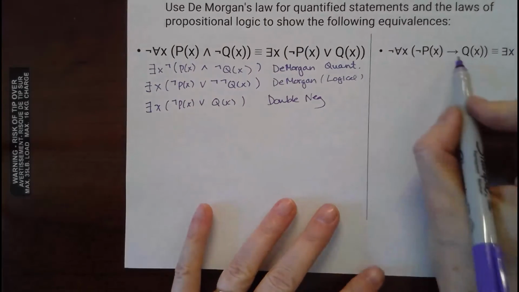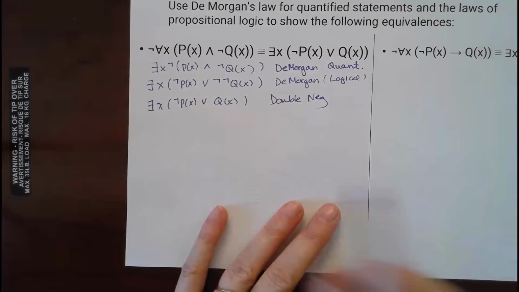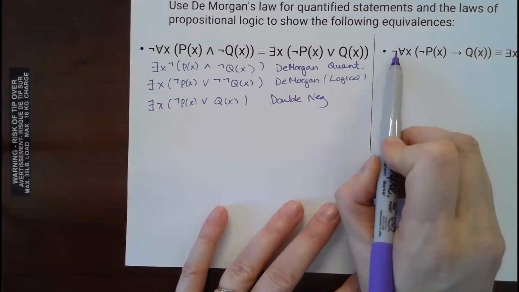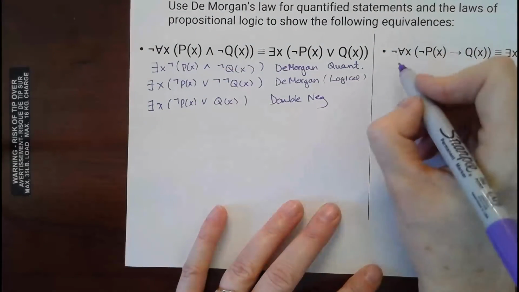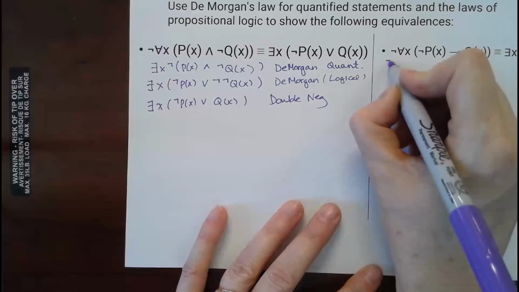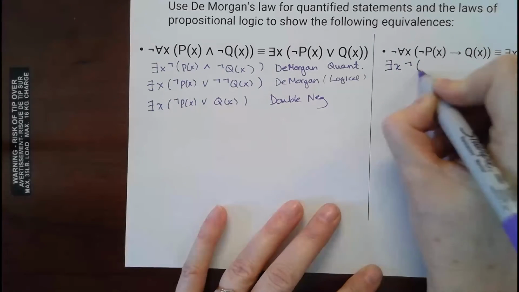Alright, let's try this one over here. So when I see this one out in front of the quantifier, of course the first thing I'm going to do is De Morgan's for quantified. I'm going to turn this into existential and put the negation on the other side.